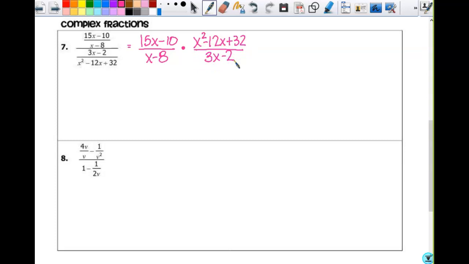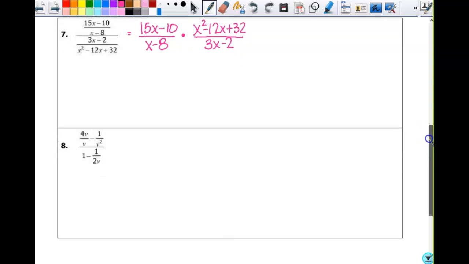So now that I have it set up as multiplication, I'm going to go ahead and factor what I can factor. So that means in the first one, I can factor out a 5. That leaves me with 3x minus 2 over x minus 8 times, then this denominator is 3x minus 2. Now, even if you already notice, oh, hey, I'm going to be able to cancel those out, don't do it yet. If you start canceling before you write everything down, sometimes that leads to you forgetting to do some things. So let's just get it all in there, and then we'll simplify.